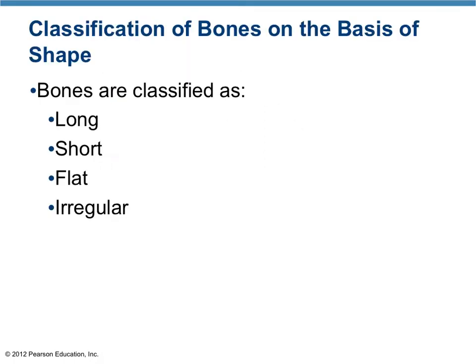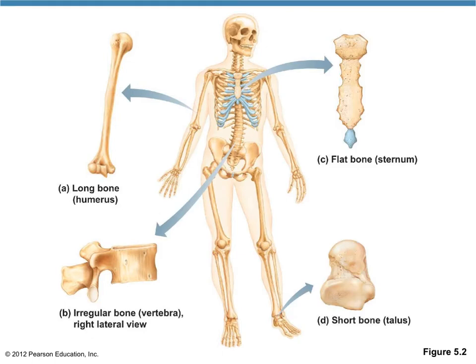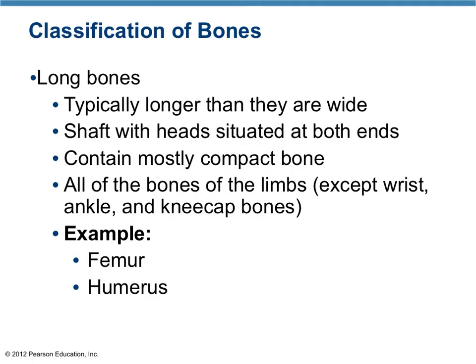The shape of bone gives them some different classifications. So you have long bones, short bones, flat bones, and irregular bones, and we'll talk about each of those types in the subsequent slides. Long bones, not surprisingly, are typically longer than they are wide. They have a shaft with heads that usually form joints at both ends. They contain mostly compact bone, and so that's what makes long bones very strong. All of the bones of your limbs, so your upper arm, forearm, your thigh, and your lower leg are all compact bone, long bones.